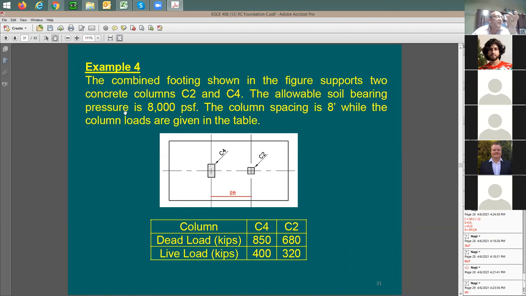The allowable soil bearing pressure is 8,000 psf, meaning 8 ksf. So I'm going to say here Q allowable, I can write it here, Q allowable equals 8 ksf. Why would I put it in kip per square foot? Because the loads here are also in kips.